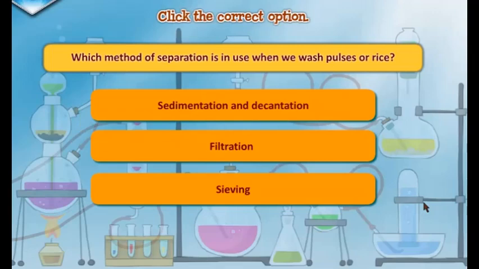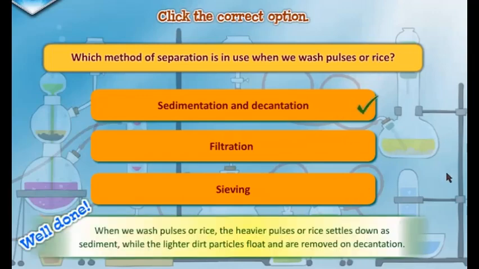Which method of separation is in use when we wash pulses or rice? Well done. When we wash pulses or rice, the heavier pulses or rice settles down as sediment while the lighter dirt particles float and are removed on decantation.